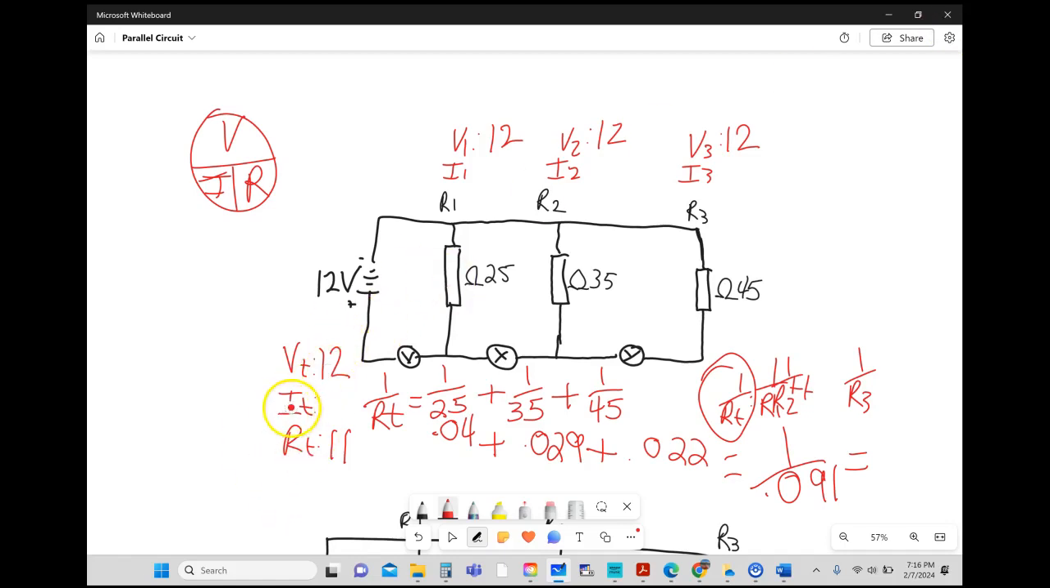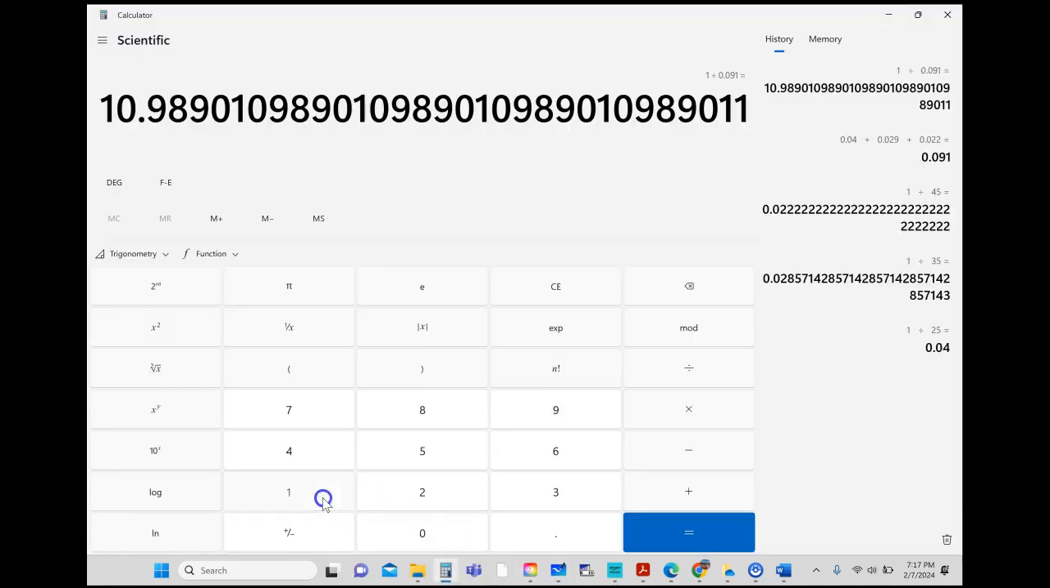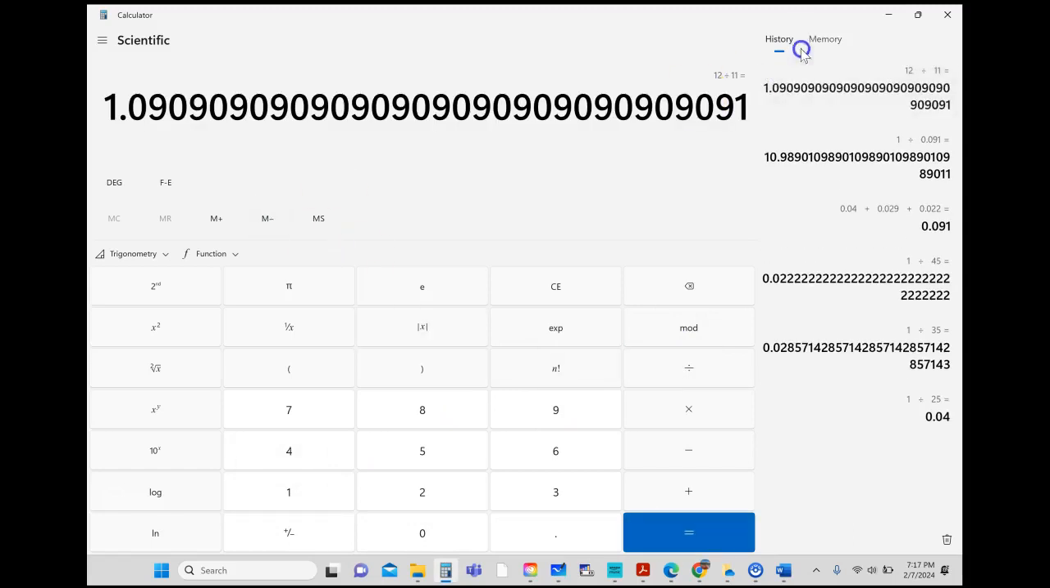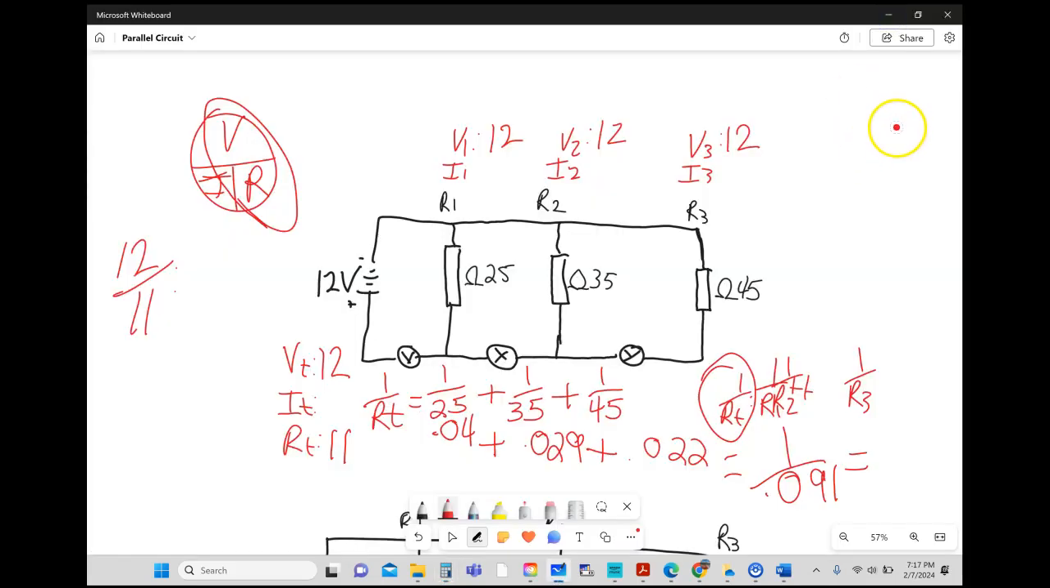And now we can calculate total current. How do we do that? Well, close or cross out the I. What are you left with? V divided by R. So 12 divided by 11 equals, okay, that's what we're doing. So 12 divided by 11 equals 1.09. So 1.09. Okay.